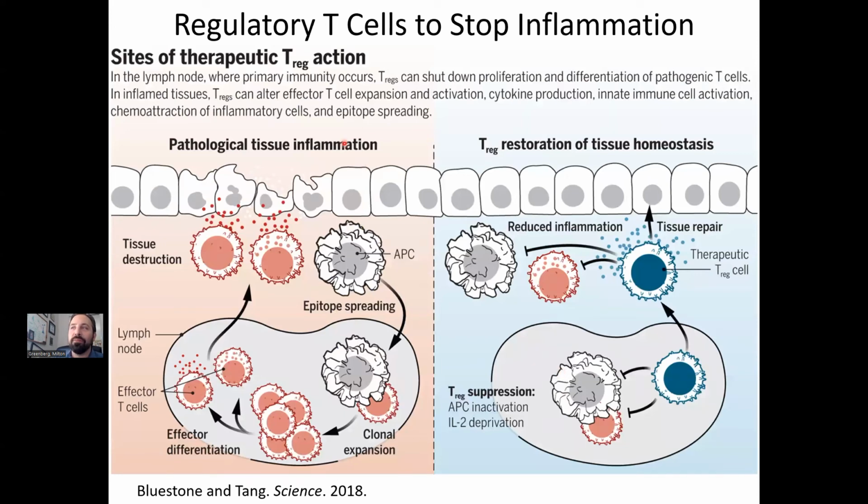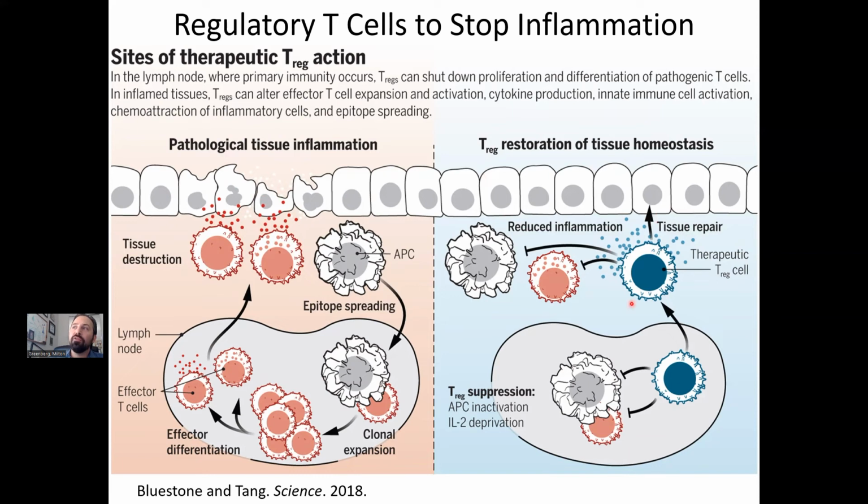So for our final T cell subset will be our regulatory cells. So our regulatory T cells stop inflammation. So typically in pathologic tissue inflammation, like you might see in autoimmune disease, maybe something like psoriasis, where you have these epithelial cells, our skin. And what might happen is that you might have T cells that are getting activated, reacting against skin epitopes, different keratin or something like that. And so what's going to happen is that all of these inflammatory cells are getting activated by dendritic cells in the lymph node, and they're coming back to the tissue and they're causing pathologic tissue inflammation.